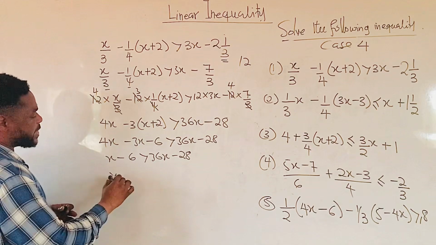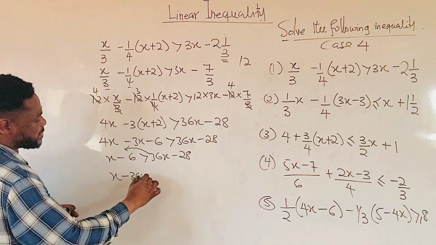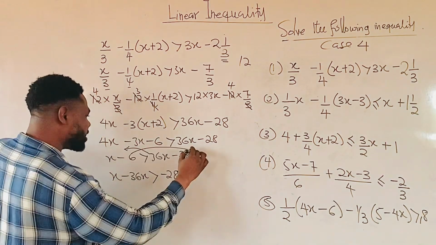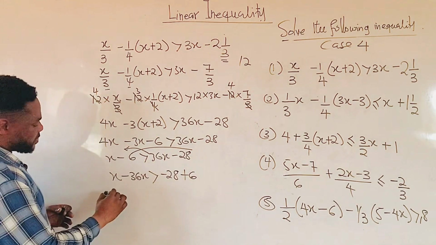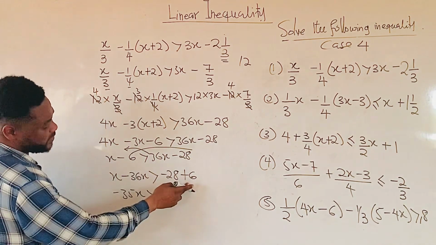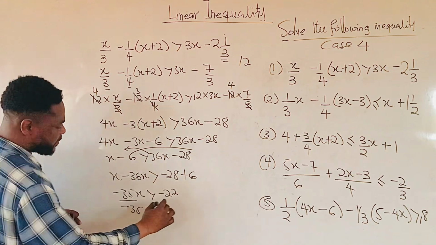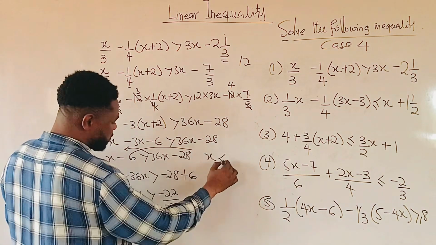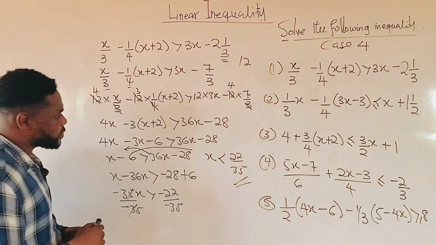At this level, we group like terms. Our 36x will cross the inequality sign, which will be negative 36x. We bring our sign here. We have minus 28. We let the negative 6 also cross the sign, which will be positive 6. When we subtract this, we have negative 35x, greater than this, and that will also give us negative 22. Divide here by negative 35, here by negative 35. And when we cancel, our x is going to be less than 22 over 35. So this is how we can solve this question.